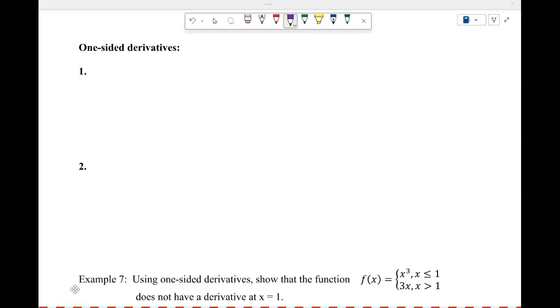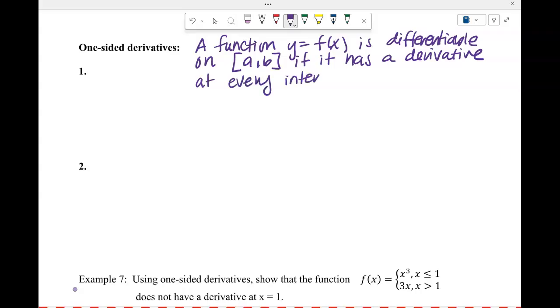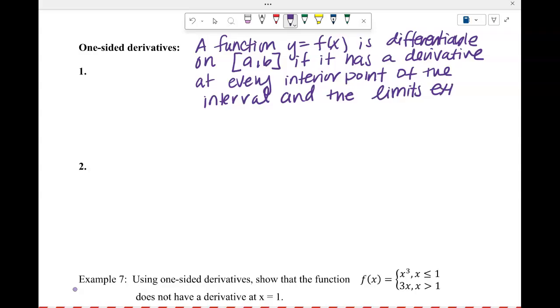So now we are defining one-sided derivatives. A function y equals f of x is differentiable on an interval closed a to b if it has a derivative at every interior point of the interval, and the limits exist at the endpoints.